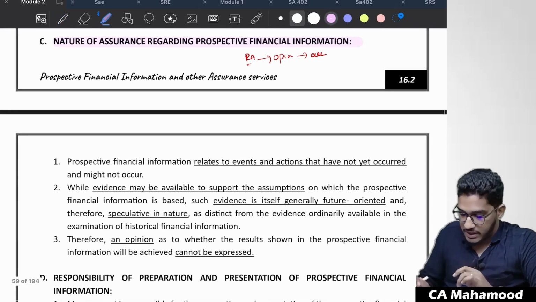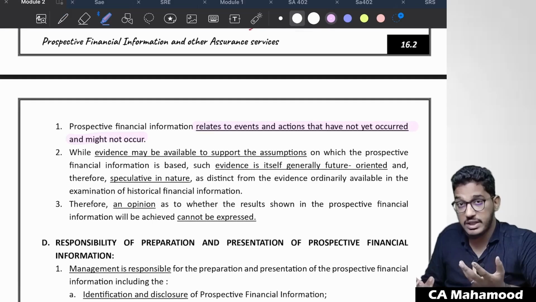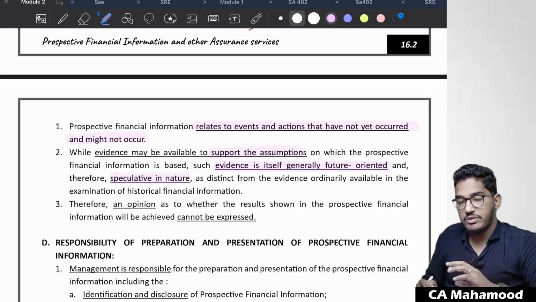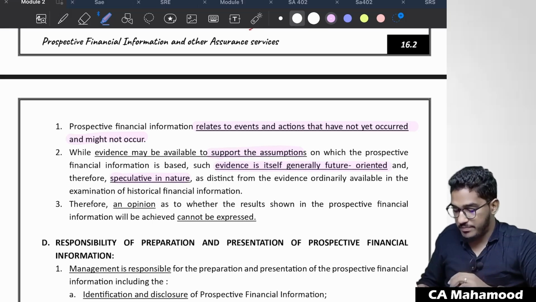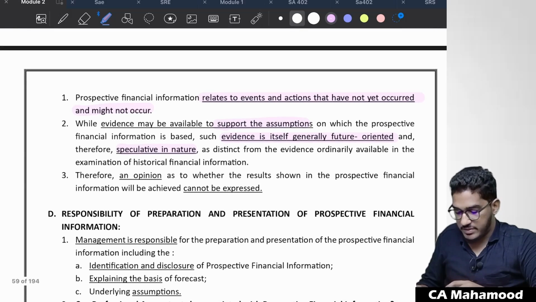The same thing they try to summarize here. Prospective financial information relates to events and actions that have not yet occurred and might not occur also. Hypothetical assumptions, they may not occur also. While evidence may be available to support the assumptions on which the prospective financial information is based, such evidence is itself generally future oriented and therefore speculative in nature. Even though for the future financial information you get the evidence, that evidence is highly speculative in nature, as distinct from evidence which is ordinarily available in audit engagements.